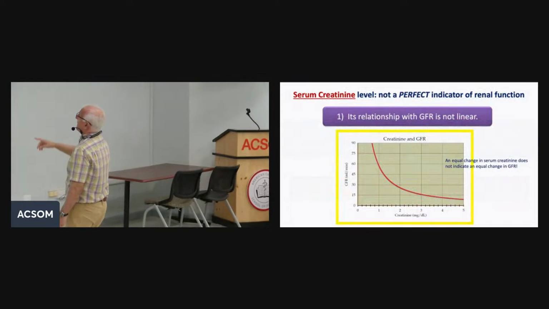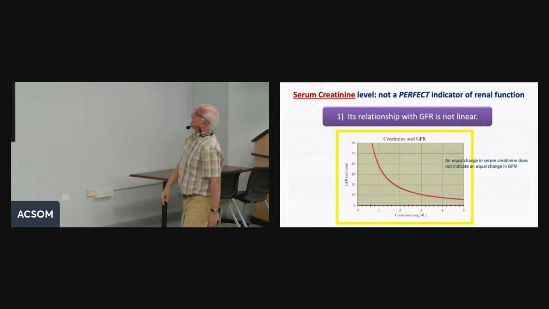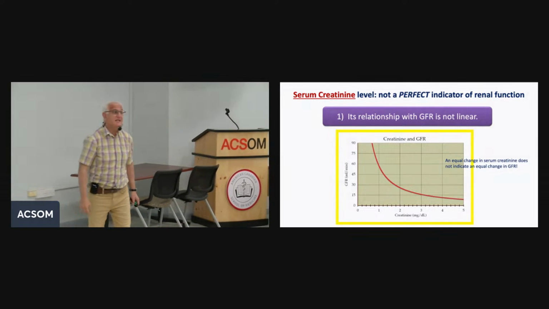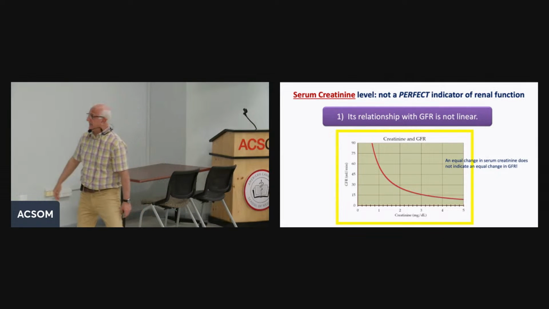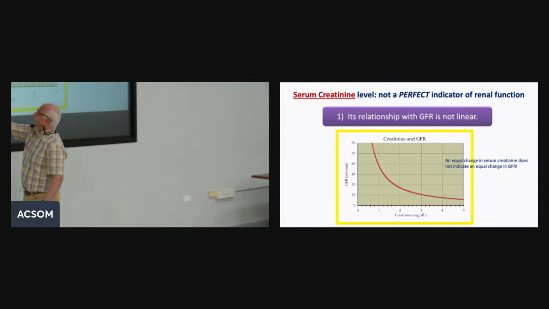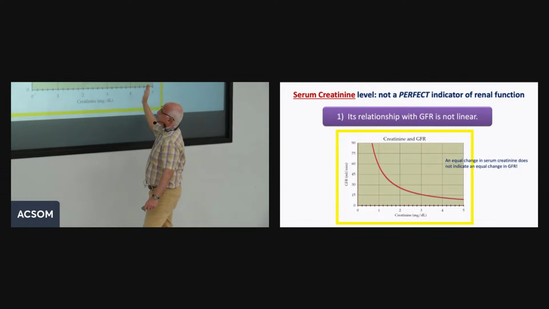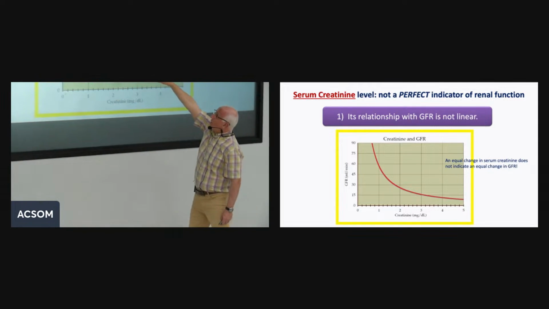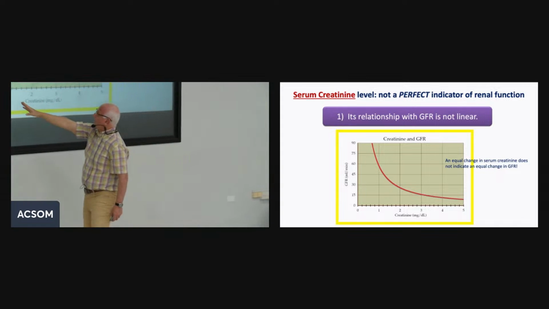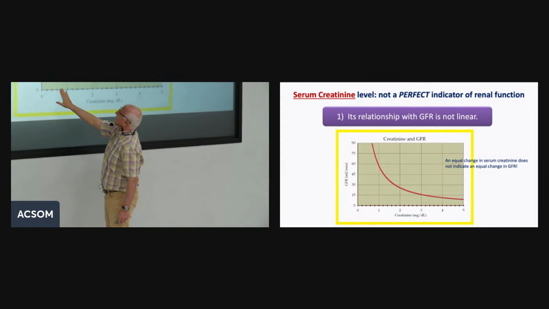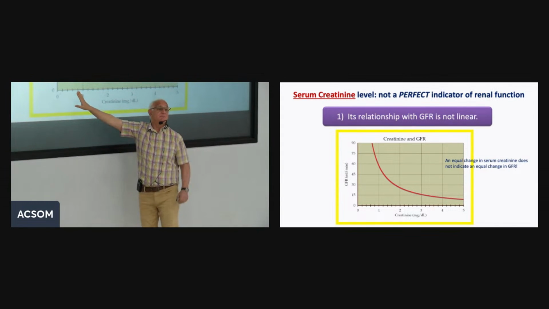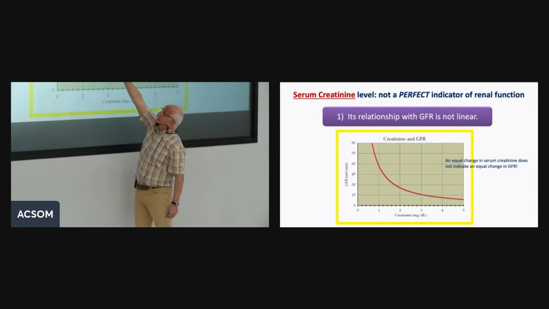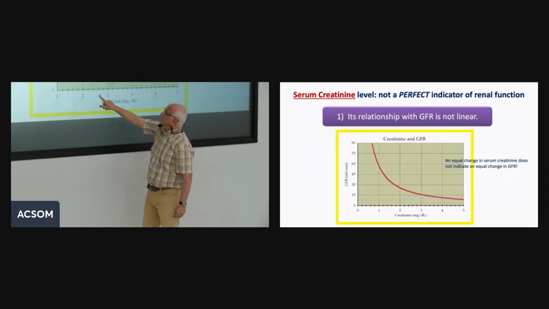What are the caveats? Number one, serum creatinine level is not perfect because its relationship with GFR is not linear. What it means is that you see here, it is serum creatinine going up, and this is my GFR. Think about it. GFR is super high when my serum creatinine is less than 1. Look, perfect kidneys. My serum creatinine goes up, and the GFR is coming down.